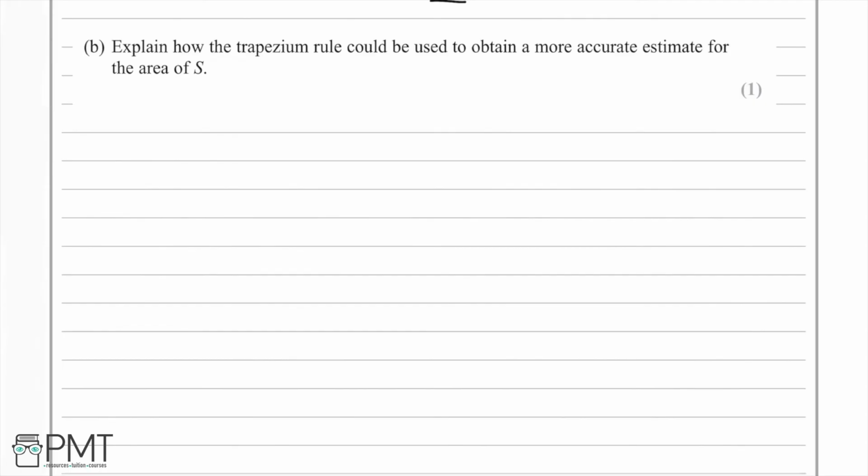So in part B here, we're asked to explain how the trapezium rule could be used to obtain a more accurate estimate for the area of S. So firstly, what is h? This is going to be useful for this question. So h is the width of the intervals.